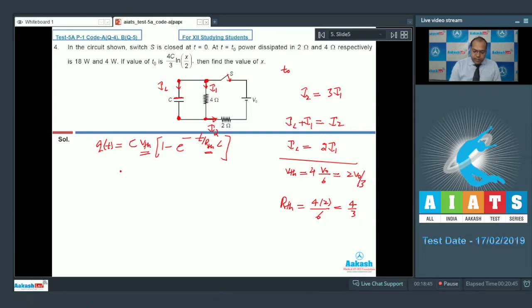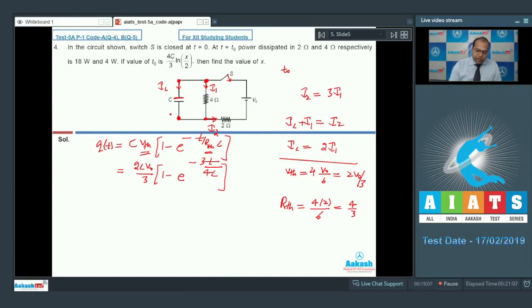So if I substitute the data, it comes out to be 2CV0 by 3 into 1 minus e raised to the power minus t by R Thevenin, that is 4 by 3. So 3 comes here into C. So this is the value of charge on the plate of the capacitor at time t.